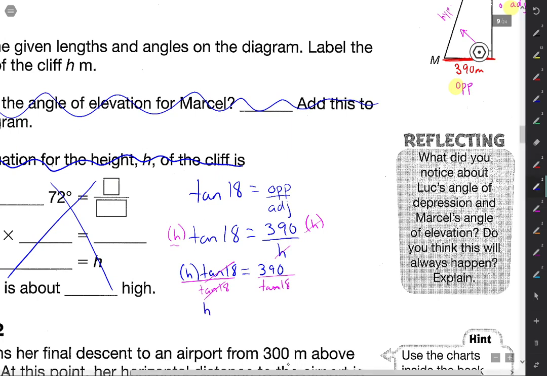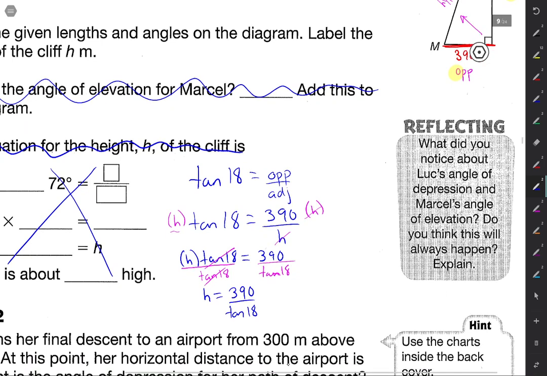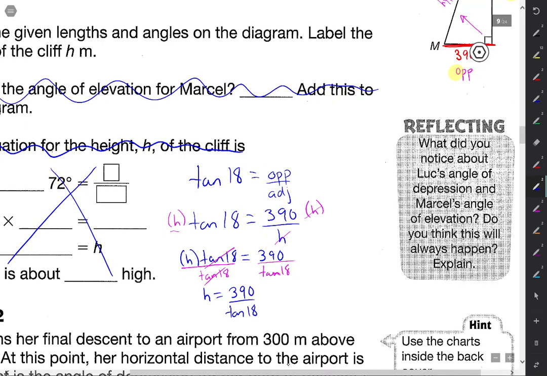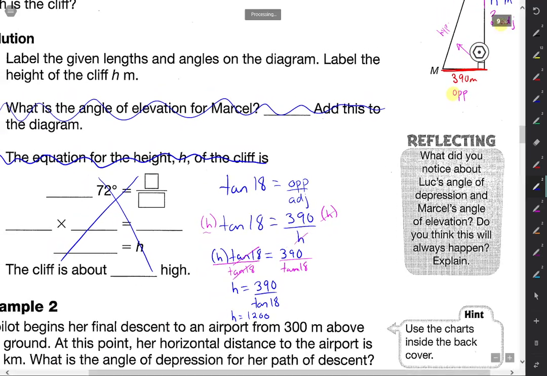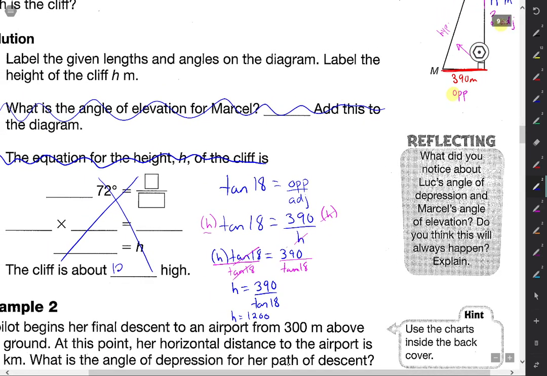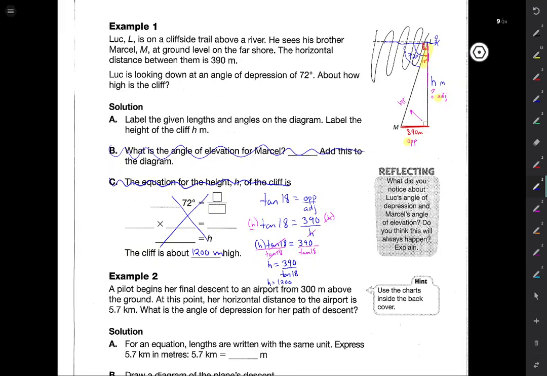We have H is all that's left on that side of the equal sign is equal to 390 divided by the tan of 18. So now we aren't solving for an angle, so you don't have to use the inverse button. We're just going to plug into our calculator 390 divided by tan of 18. And once you do that, you should get that H is equal to 1,200. So the cliff is about 1,200 meters high.